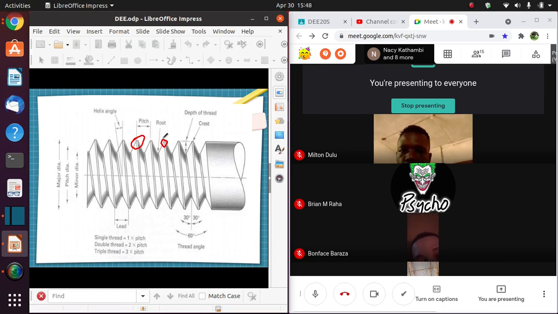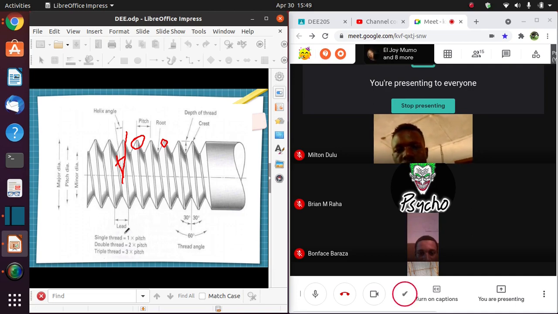Okay? Now, helix angle is this angle over here. The angle formed by the thread and that line, if I draw perpendicular, this angle, inaitwa helix angle. Remember, these threads are helical in nature. Ni kama DNA vile strand ya DNA inakaa. Zinaji twist. So that angle that is formed by that thread and a line that is perpendicular is known as the helix angle.